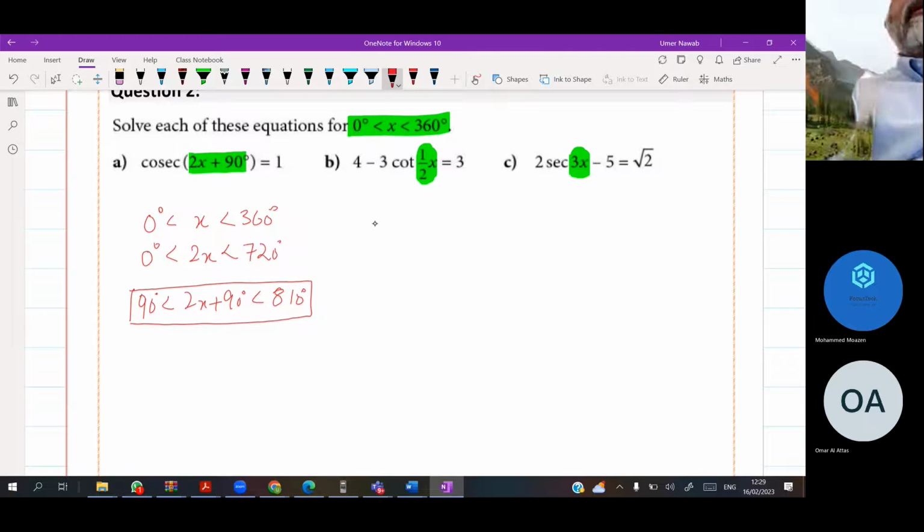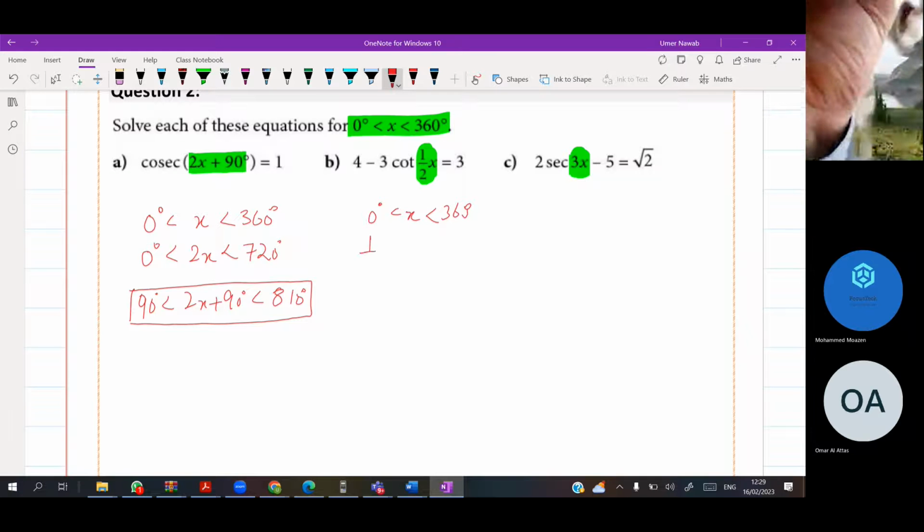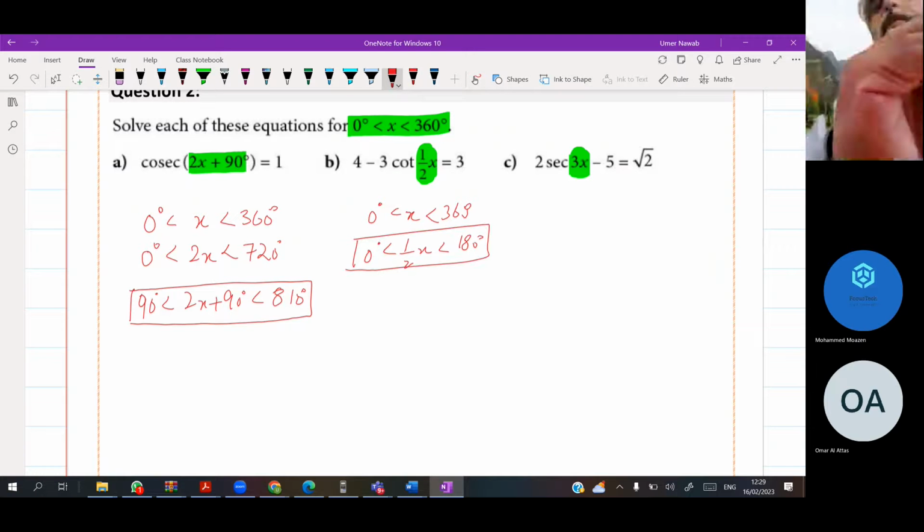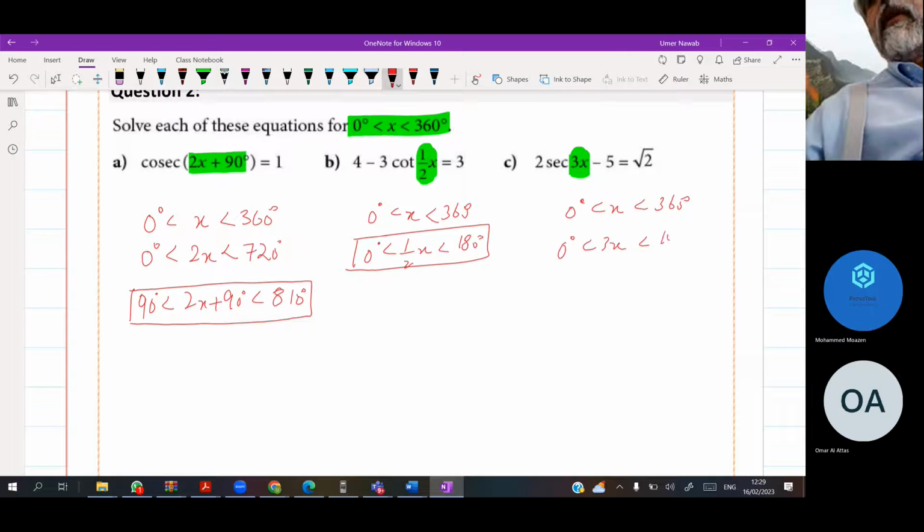And here again 0 to x to 360. You have to multiply with half everywhere to redefine my domain. So it's half x and it is 180. This is my new domain. And this is 3x. You already know how we will work on it, multiplying with 3, x and 1080.